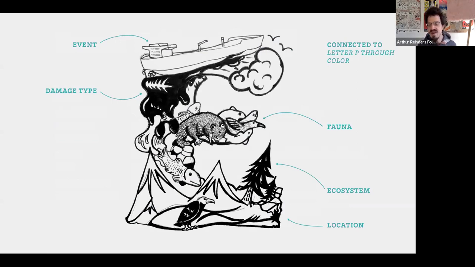So I started with this information and started drawing with a pencil and sketching, filling it in a bit: how would an E look? How could I connect the event of a tanker stranding ashore, connected to the type of damage, the oil spill, connected perhaps to a different letter, which can be done through the color palette.